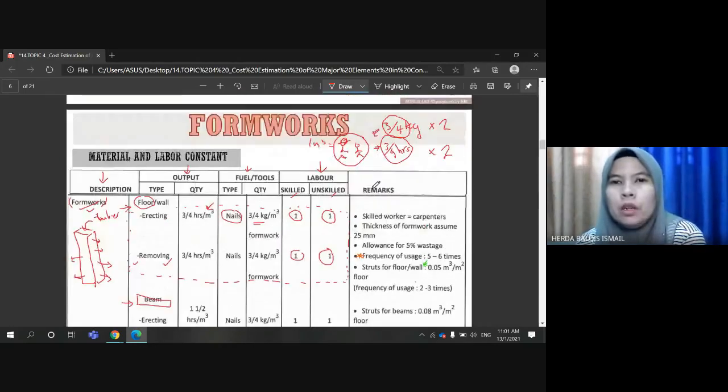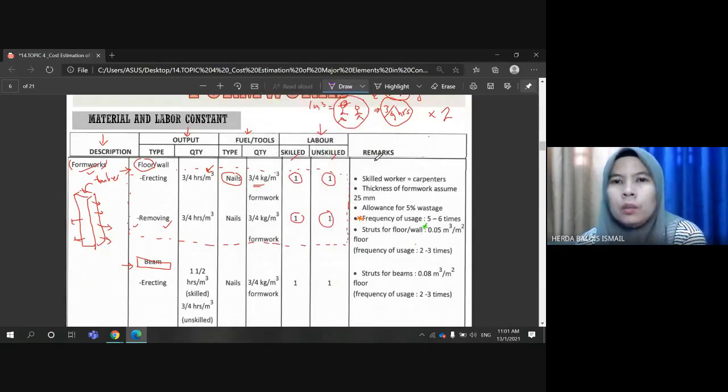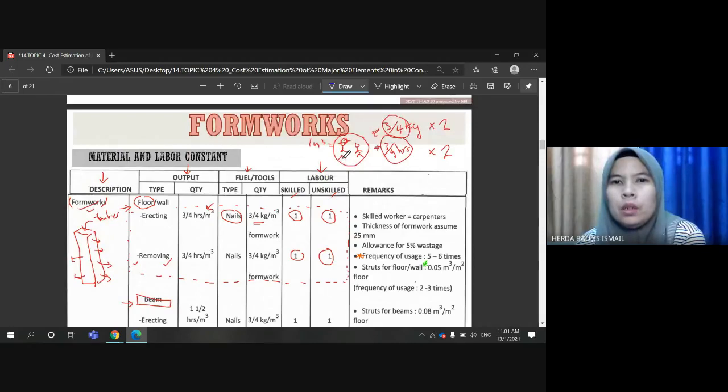For the remarks column, normally the skilled labor for timber work is known as carpenter. So if the question mentions carpenters, it means that it is skilled work. The carpenter's salary is RM 80 per day, for example. So it means the skilled worker salary.